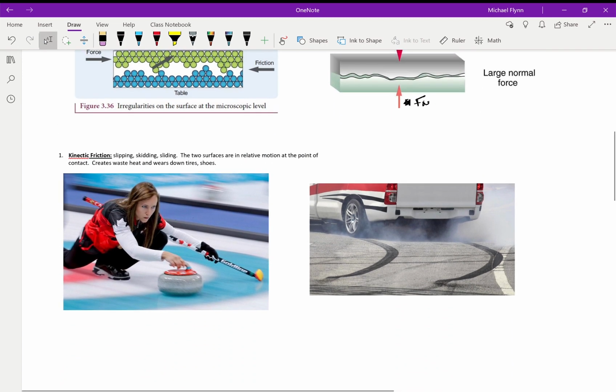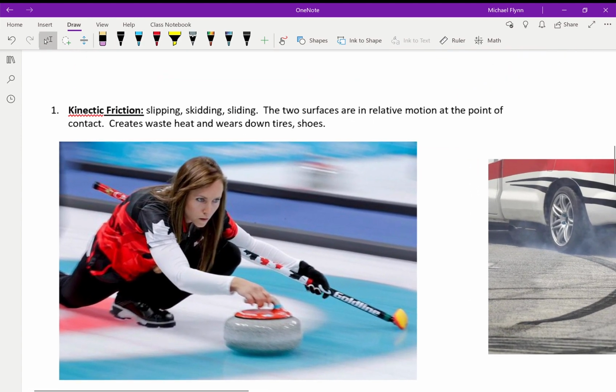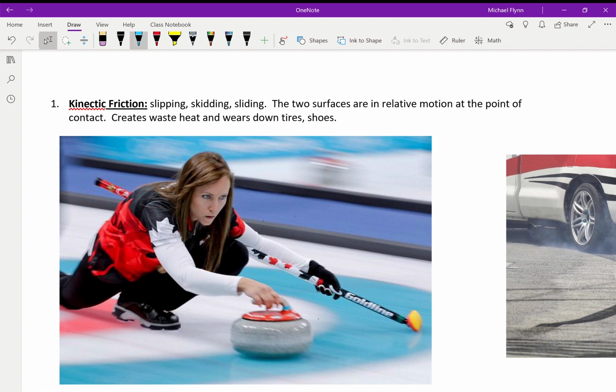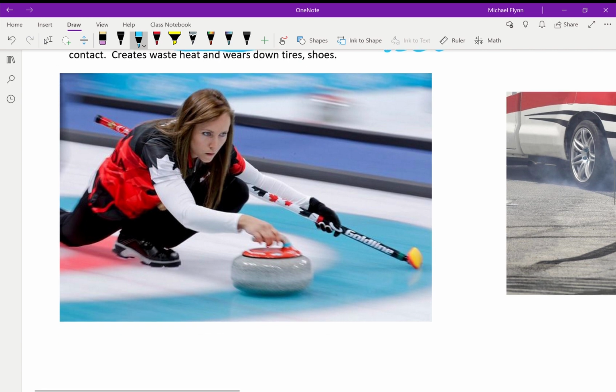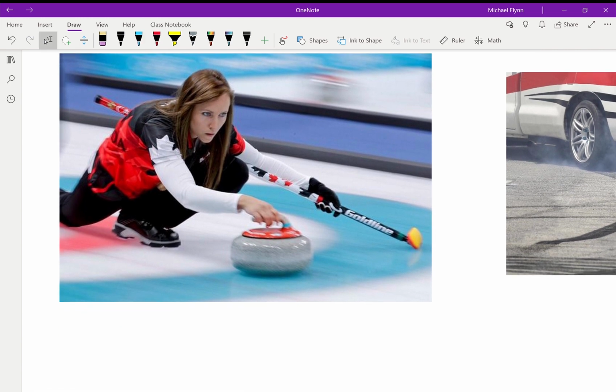There's kinetic friction, and I'm just going to highlight this and zoom in. For kinetic friction, the key thing is the two surfaces are sliding across each other. They're in relative motion, which means there's skidding going on. Here I've got the example, this one's for Paige, of someone curling. The stone is moving this way and slides against the ice.